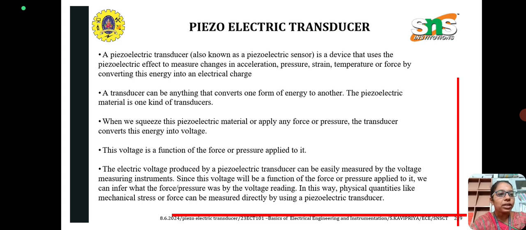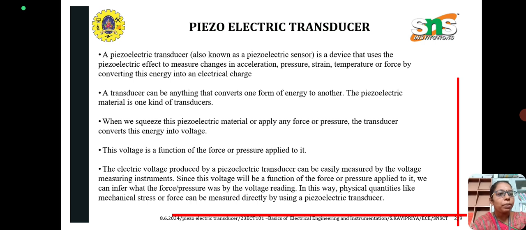A transducer can be anything which converts one form of energy to another form. So piezoelectric material is one kind of transducer. When we squeeze this piezoelectric material or apply any force or pressure on it, the transducer converts this energy into a voltage. So the voltage is a function of the force or pressure applied on the particular piezoelectric material. The electric voltage produced by the piezoelectric transducer can be measured by a voltage measuring instrument.